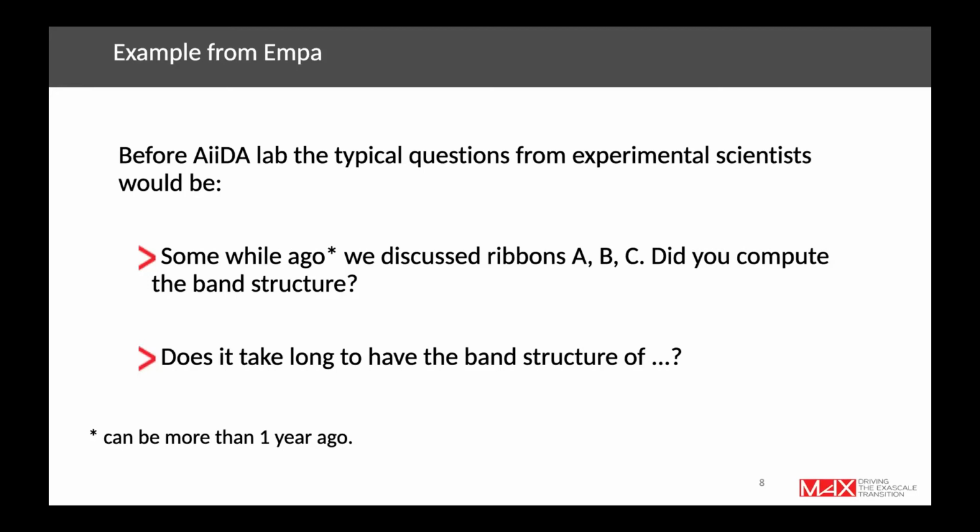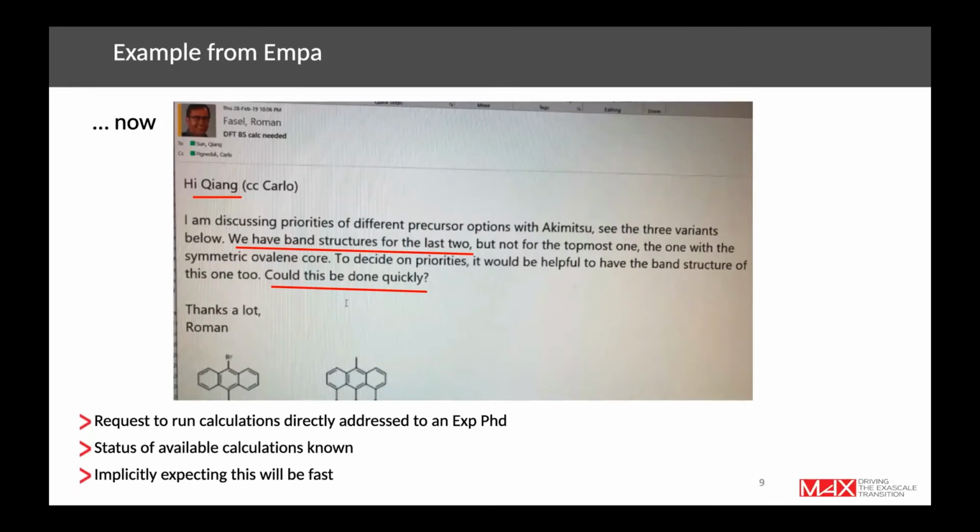And I mean, this will probably take 2 or 3 days until the results are there. So with the introduction of AiiDAlab, things have changed dramatically. This is the email from the head of the laboratory, who actually writes directly to the experimental PhD student and puts the computational person in CC, Carlo Pignedoli.